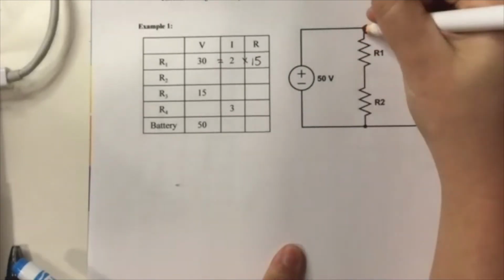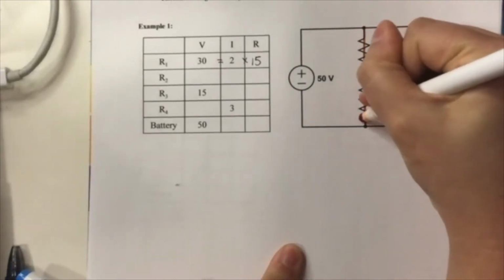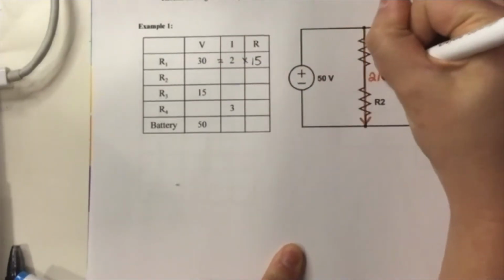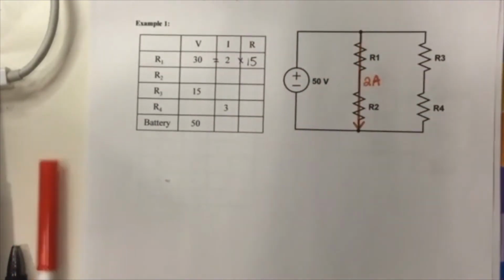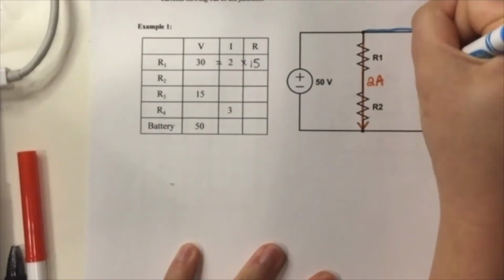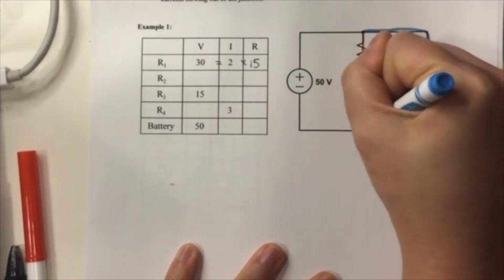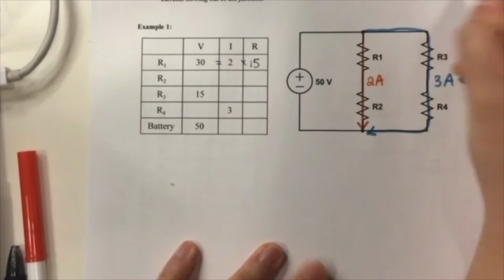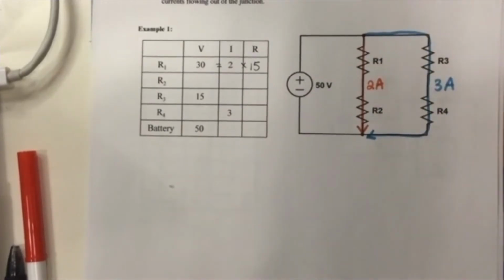R1 and R2, they're in series with each other. I'm going to label their current as 2 amps. R3 and R4 are in series with each other. Notice that when I draw this current going through them, there's no junctions to split it up. So both 3 and 4 are in series with each other.